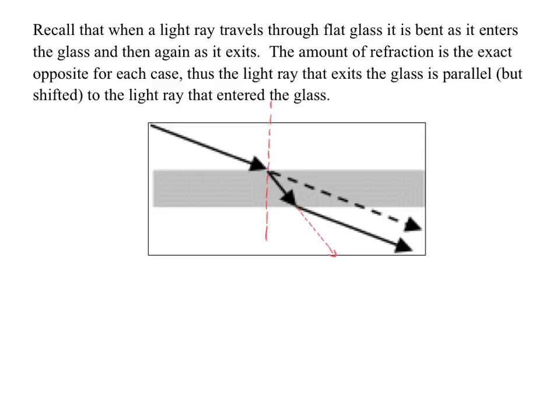Which one? This one here? Yeah. That's the path that the light ray would take if it went from glass and it stayed in glass. But because it goes into air where it travels faster, it bends this way away from the normal.